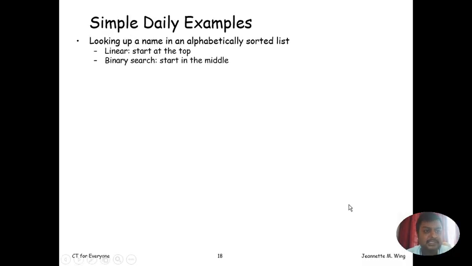A simple daily example: say you want to look up a name in an alphabetically sorted list. How do you make it happen? If you're searching for your name in a result sheet or something of that sort, you start at the top.